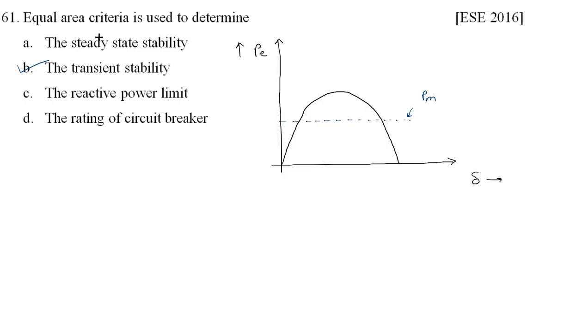Now, steady state stability we can judge from the power angle characteristic. The reactive power limit we can determine by using the power circle diagram. The rating of circuit breaker we can determine from the fault analysis. From fault analysis we will be able to determine how much is the fault MVA or short circuit MVA. Then the circuit breaker we need to choose according to that short circuit MVA rating.